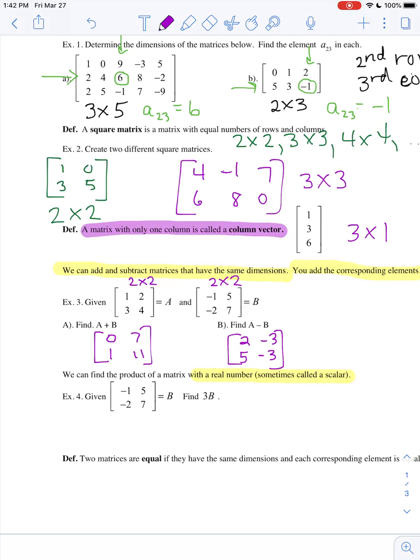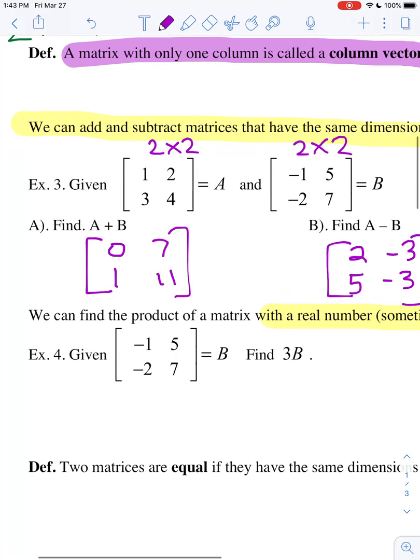So, and again, this is going to be super simple. If in example 4, I'm given matrix B, which is -1, 5, -2, 7, to do a scalar, this is 3 times B. So all you do is multiply every element times 3. So that's -3, 15, -6, 21. So scalar multiplication is super simple.